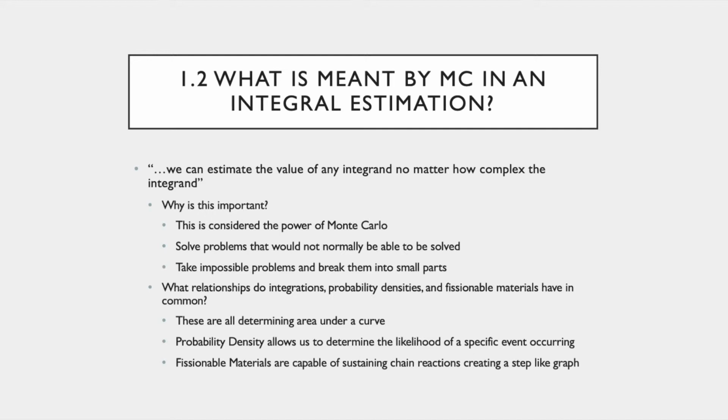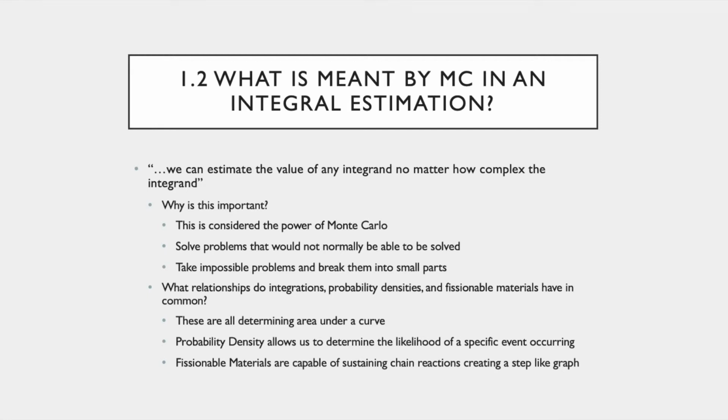So what relationship do integrations, probability densities, and fissionable materials have in common? They all take stepwise functions in order to create their curve. With integration, we see that using the limit theorem, they actually take small steps in order to calculate the area under the curve. That's very similar to what probability densities are, which determine the likelihood of a specific event occurring, and fissionable materials do create a stepwise graph as well.